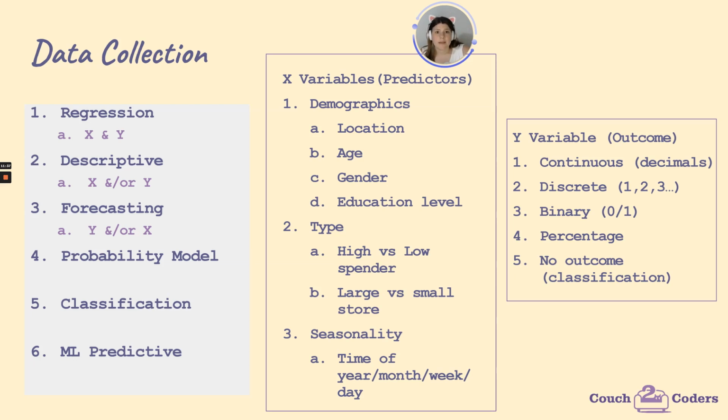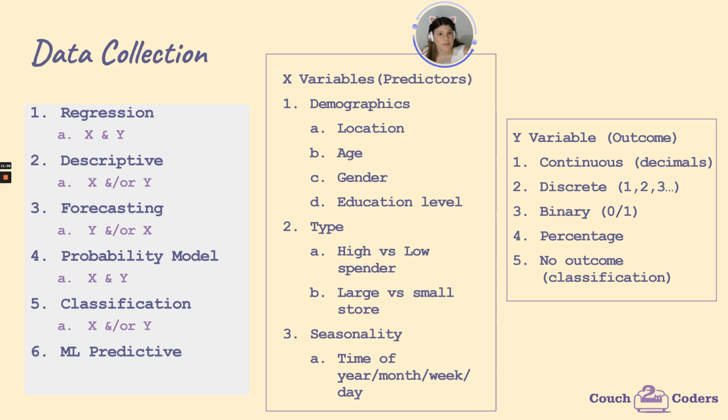Maybe I'm going to use something like a regression model where I'm going to forecast and then I need a Y and an X. So that's a little bit more flexible. A probability model, generally you need X and Y. Classification, at a minimum, you need X variable.